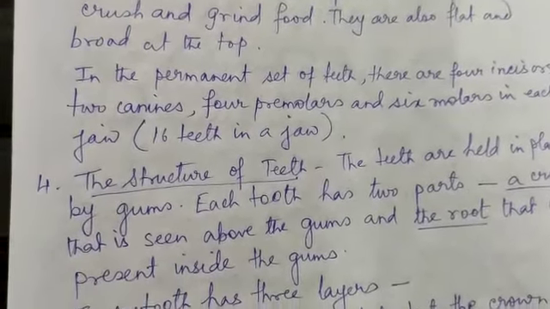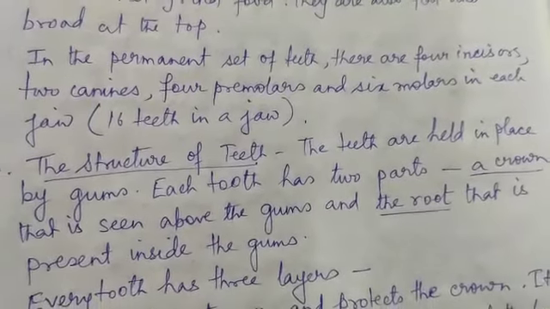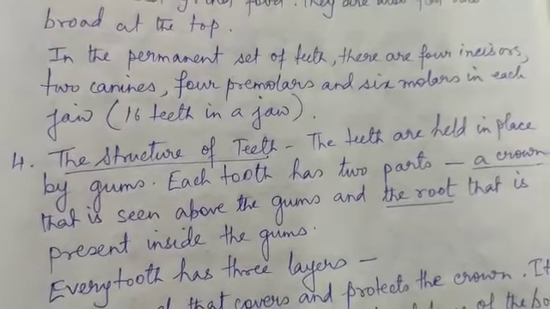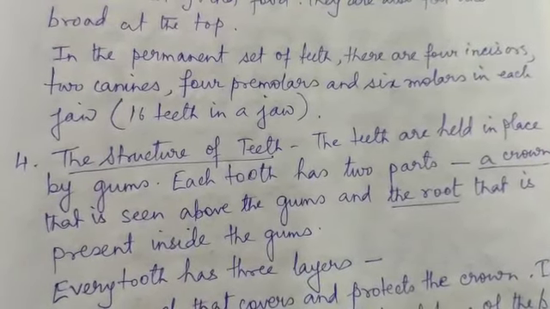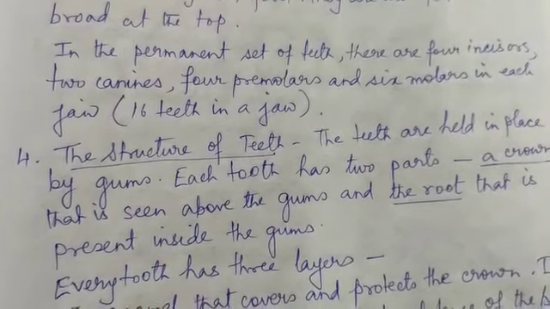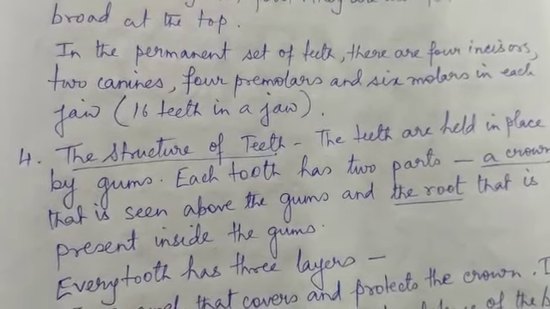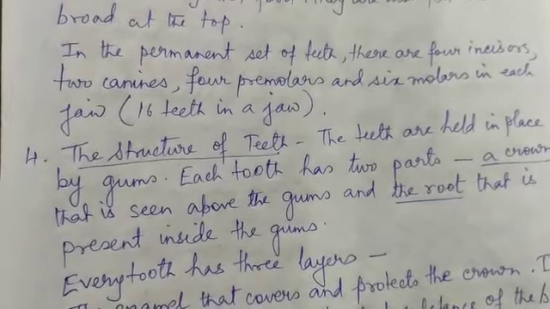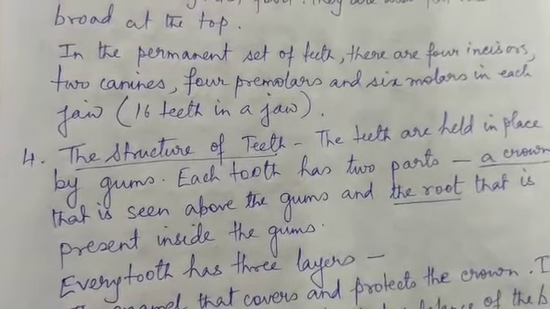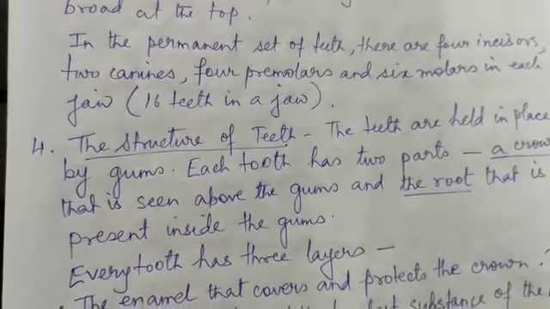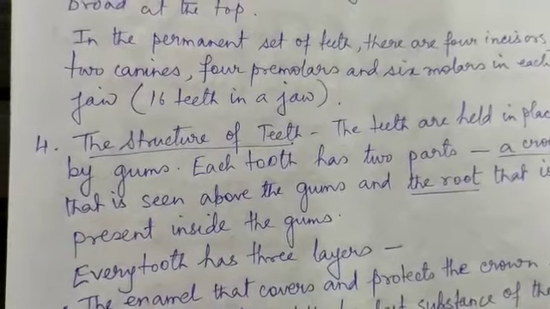Now let us learn about the structure of teeth. The teeth are held in place by gums. Each tooth has 2 parts, a crown that is seen above the gums and the root that is present inside the gums. The white part that you can see, that is the crown, and the root that is inside the gums that you cannot see but that holds the tooth in place.